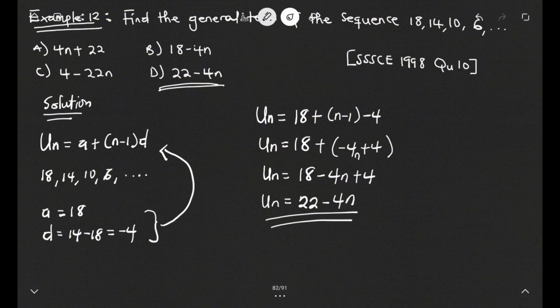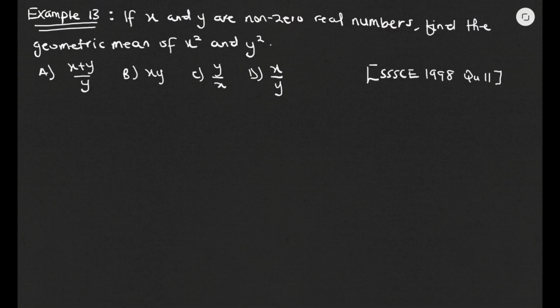All right, let's proceed to look at another question. So question number 13: if x and y are non-zero real numbers, we are to find the geometric mean of x squared and y squared. We have option A, x plus y all over y, option B, xy, option C, y over x, and option D, x over y. Now this is the SSCE 1998 question number 11.